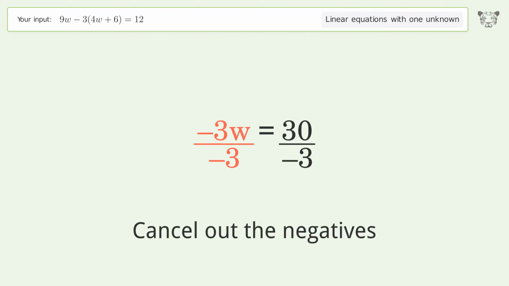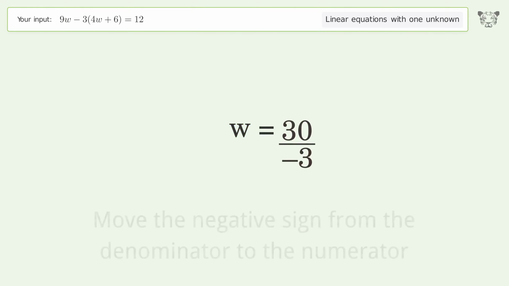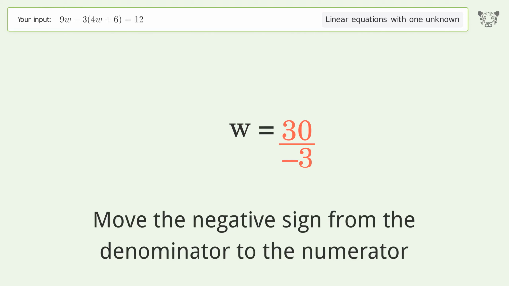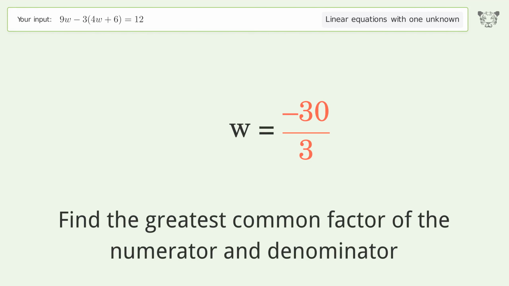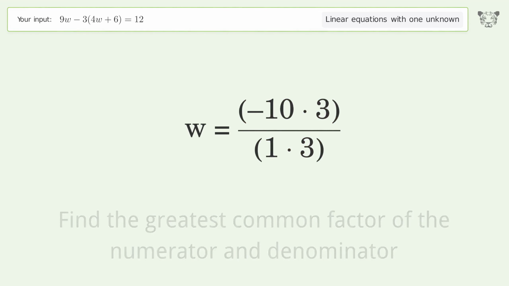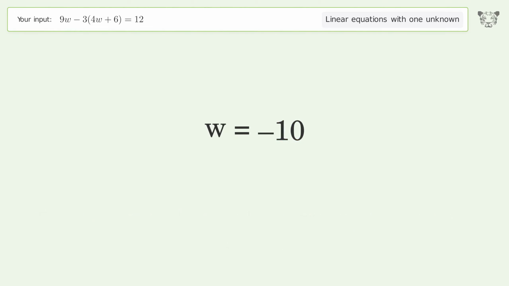Cancel out the negatives. Simplify the fraction. Move the negative sign from the denominator to the numerator. Find the greatest common factor of the numerator and denominator. Factor out and cancel the greatest common factor. And so the final result is w equals -10.